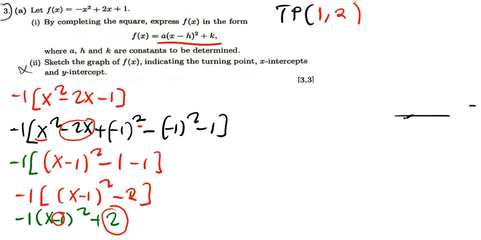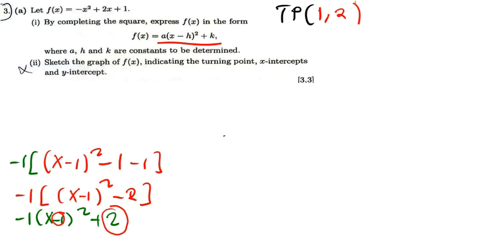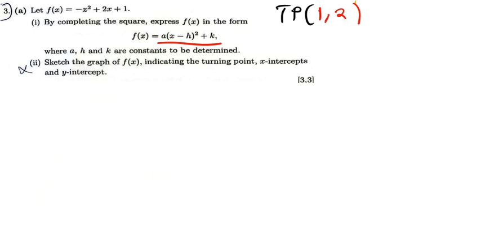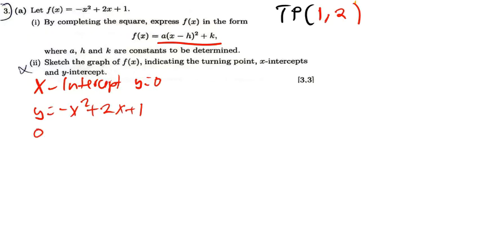After finding that, the question continues to say we need to indicate the turning point, which is what we have found there, and the intercepts, which are the y and x intercepts. Let's first find the x intercept. So how do you find the x intercept? To find the x intercept, set y equal to 0. The equation is y equals negative x squared plus 2x plus 1. So you equate y to be equal to 0.